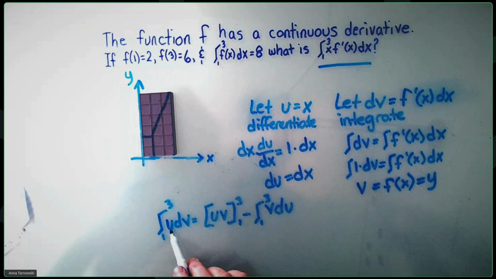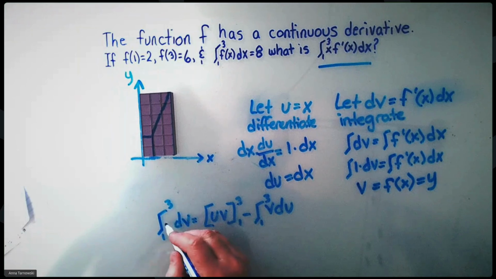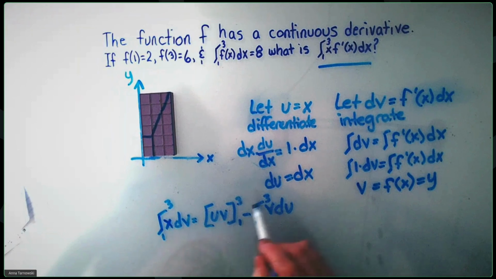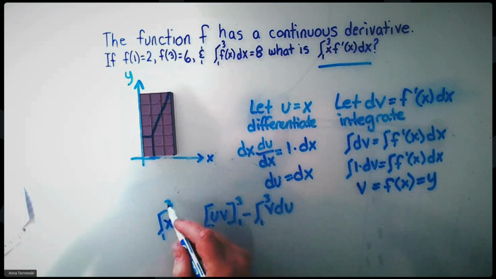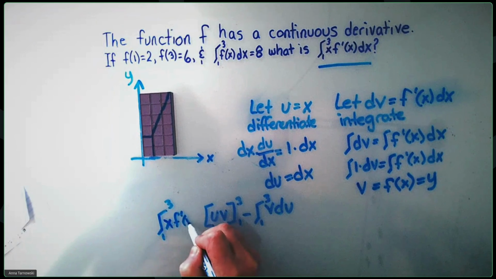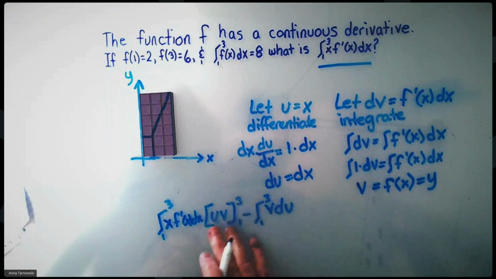So we know u is x, right? So what we're going to have is an x here. And dv is f prime of x dx.